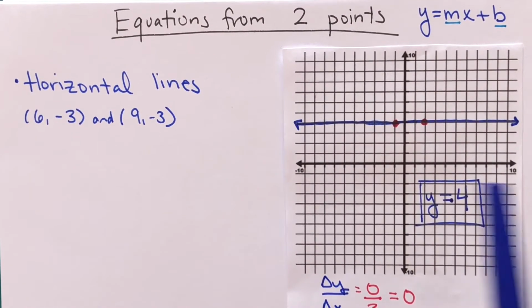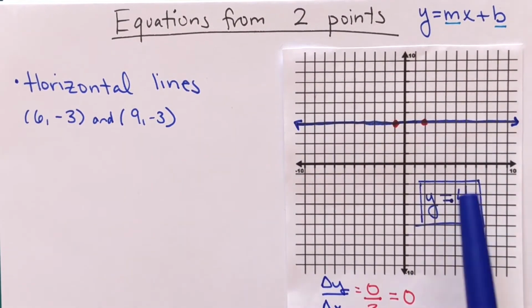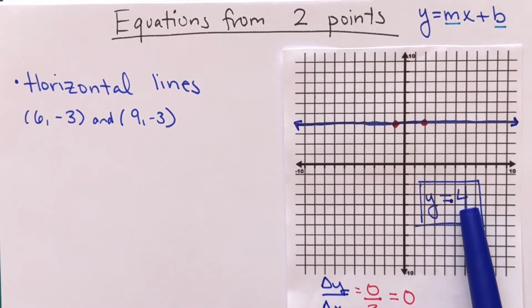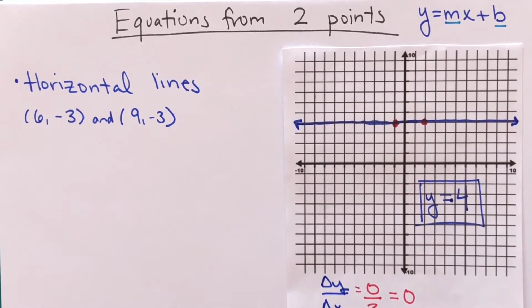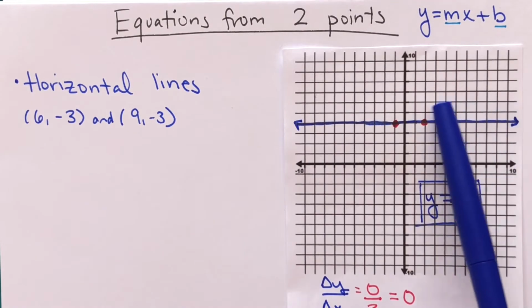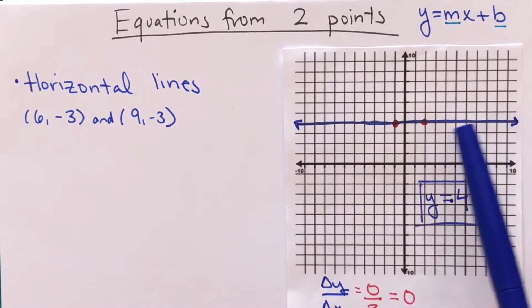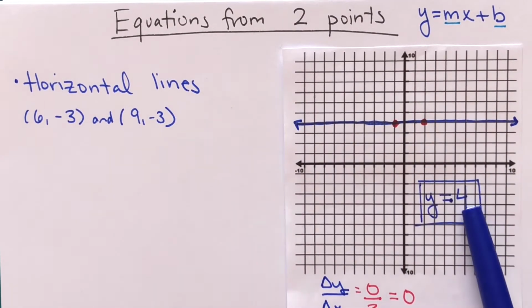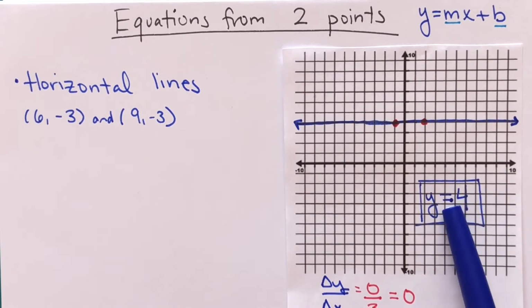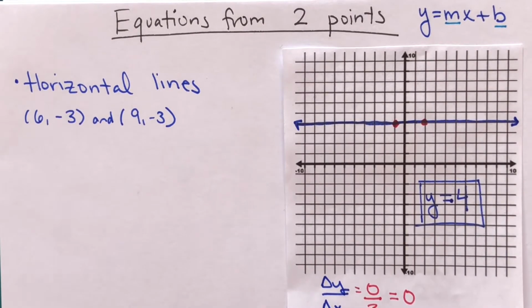So the equation of a horizontal line is always y equals a value. This also makes logical sense because if we look along this line, we see that no matter where we go, the value of y is always 4, no matter what the value of x is. So this can be useful information if we are given a pair of points and asked to write an equation.